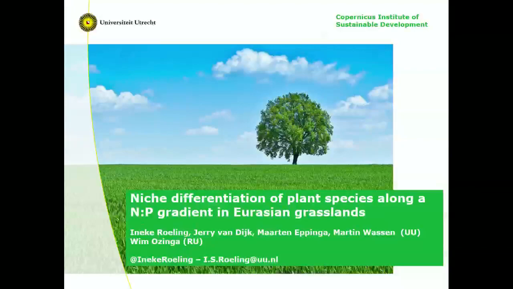So I hope you can all hear me. Okay. So good afternoon. My name is Ineke Roeling. I work at the Copernicus Institute of Sustainable Development at Utrecht University in the Netherlands. And I worked together with my colleagues from the Copernicus, but also with a colleague from the Radboud University. And today I want to tell you that we found that there is niche differentiation of plant species along a nitrogen-phosphorus gradient in Eurasian grasslands.